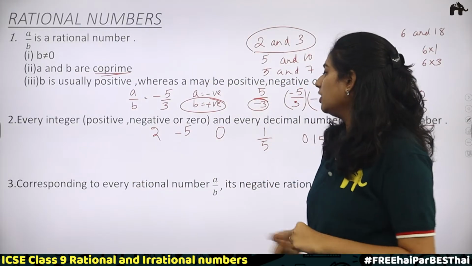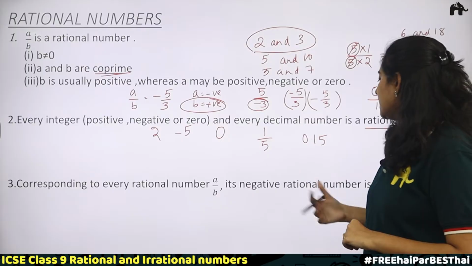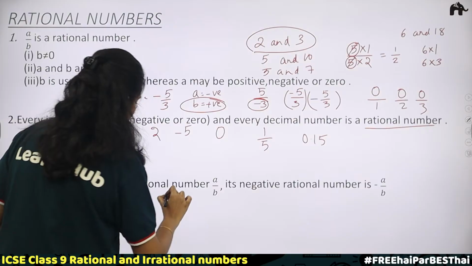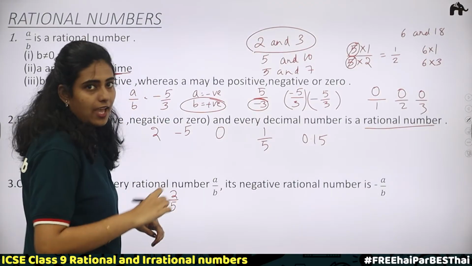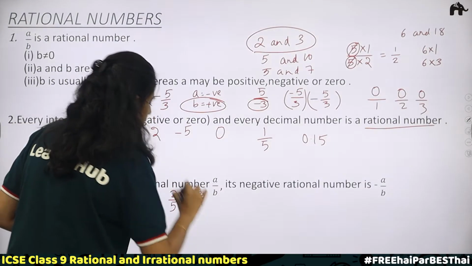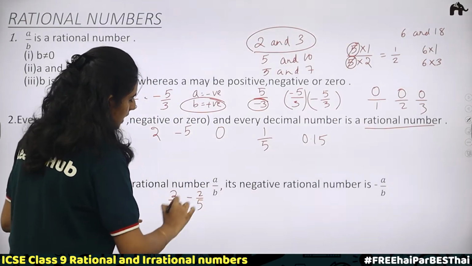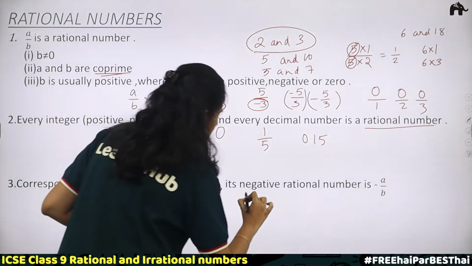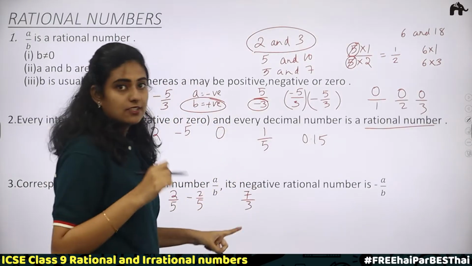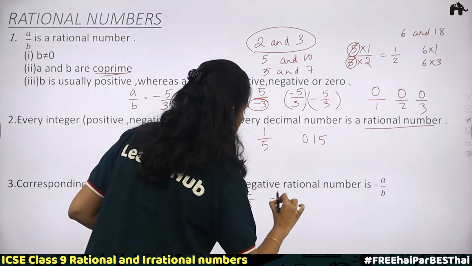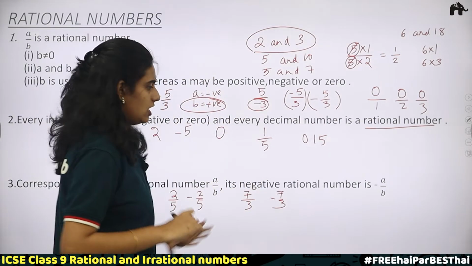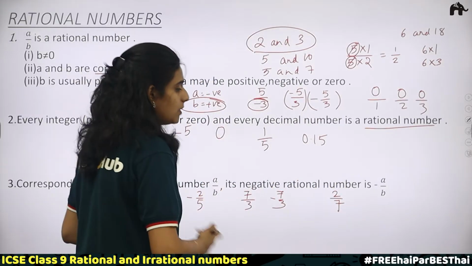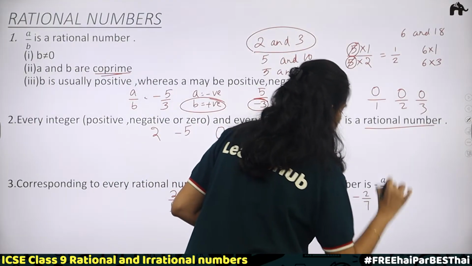So next point, corresponding to every rational number A by B, its negative rational number is minus A by B. That is very simple. If you take a rational number, 2 by 5, and you take the negative of it, minus 2 by 5. So if 2 by 5 is a rational number, then minus 2 by 5 is also a rational number. Next, 7 by 3. If 7 by 3 is a rational number, then negative of it, minus 7 by 3, is also a rational number. 2 by 7. If 2 by 7 is a rational number, then negative of it, minus 2 by 7, is also a rational number.